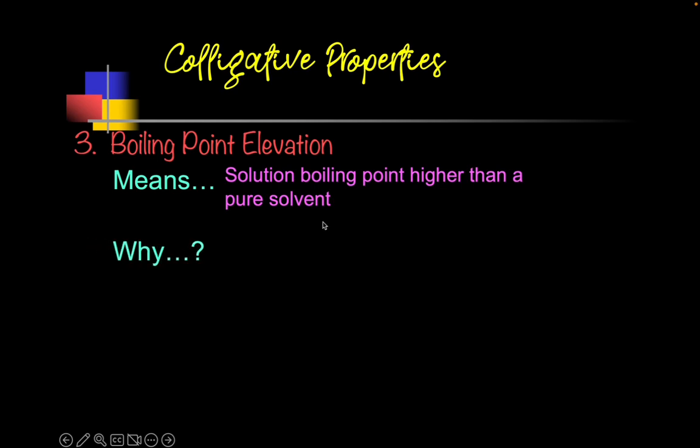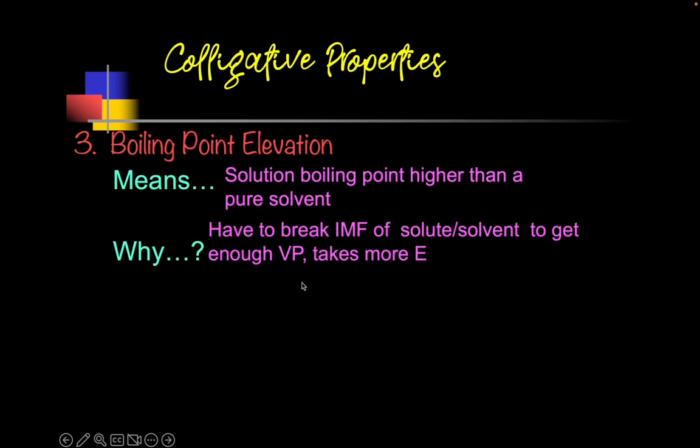All right, well, why is that? Well, remember, if you want to boil something, you have to break the forces or the intermolecular attractions between the particles, get enough energy so they can pull away and then turn into a gas. But when you have a solution, there's more intermolecular forces. You have attractions between the solute and the solvent, and also the solvent and the solvent. So, to get enough vapor pressure to break through the atmospheric pressure and start to actually boil, you need to add a lot more energy to break those different attractions.